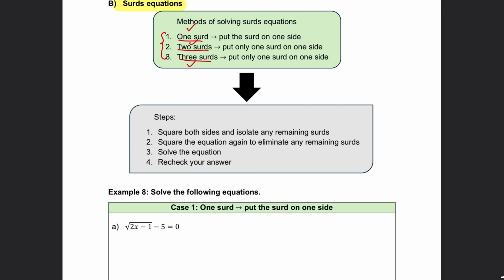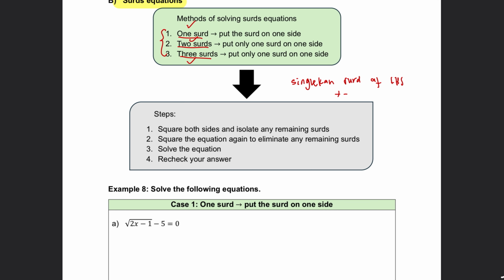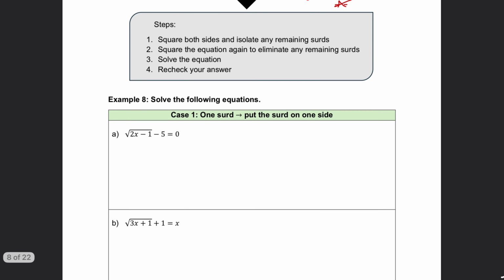Alright, so the first thing that you need to do is to simplify the surd. Singlekan surd. Singlekan surd at left hand side. Okay, nak senang Madam cakap je, kita singlekan dia dekat sebelah kiri. Nak singlekan dekat sebelah kanan pun boleh je, tak ada masalah. Okay, right, so yang penting kita singlekan surd. Singlekan, kita tak nak dia ada apa-apa kawan. Okay, kita tak nak dia ada tambah, tolak dengan apa-apa. We don't want that.